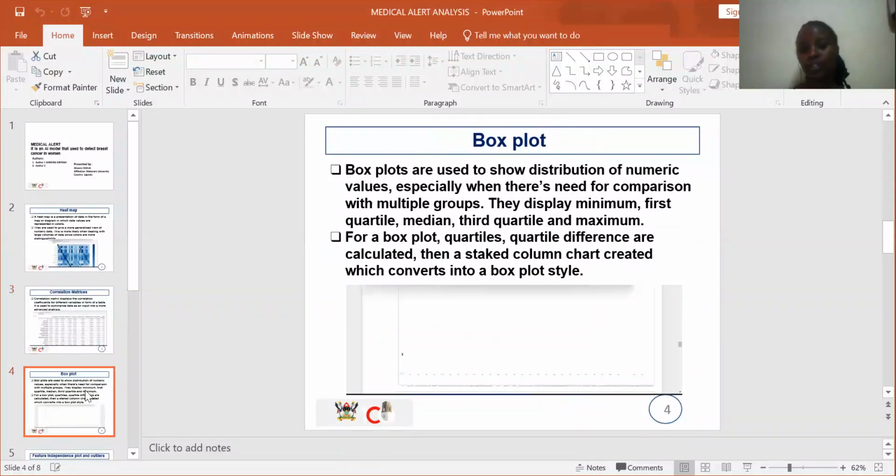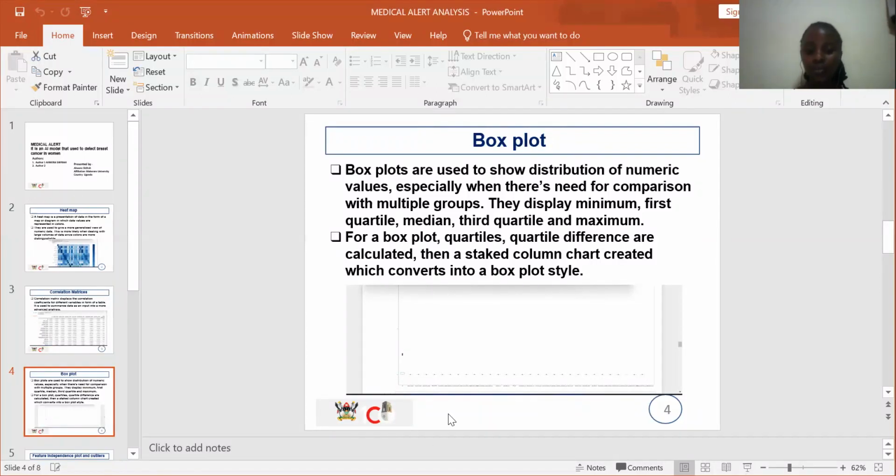Then we go to box plots. I use box plots to show the distribution of numeric values, especially when there is a need for comparison. It normally shows the minimum, first quartile, third quartile, median, and maximum. For a box plot, the difference between the third quartile and the first quartile is calculated, and then a stacked column chart is created, which converts it into a box plot style.